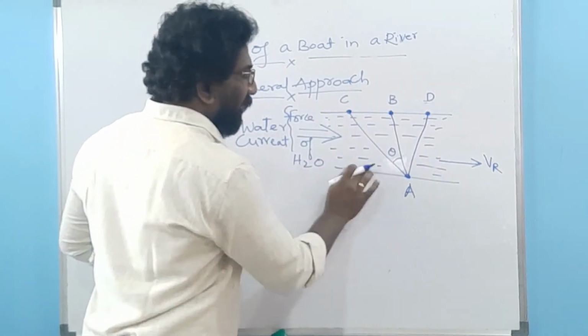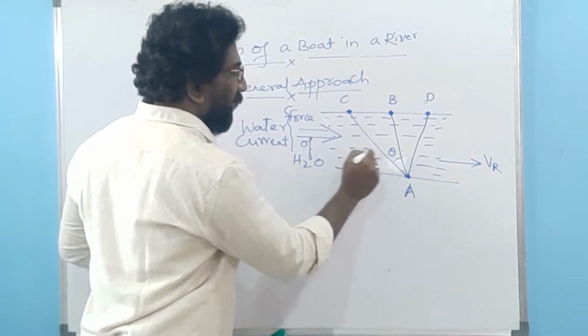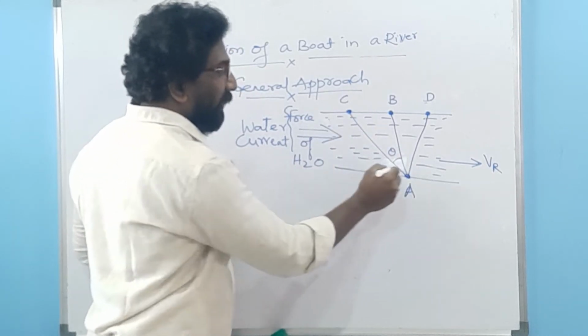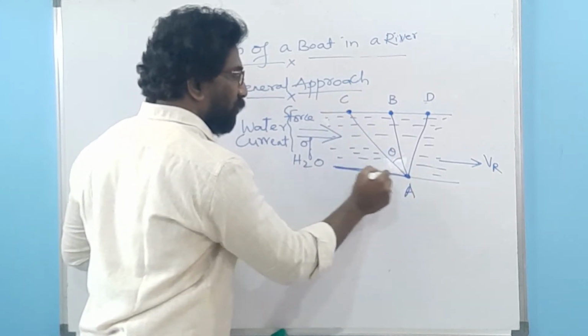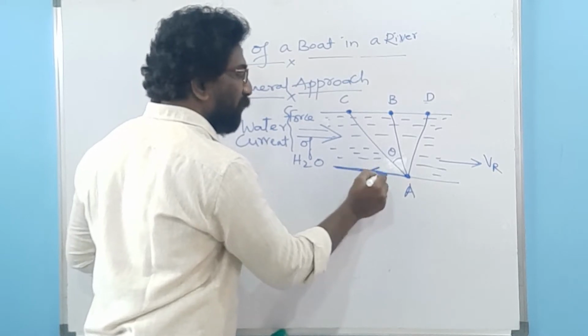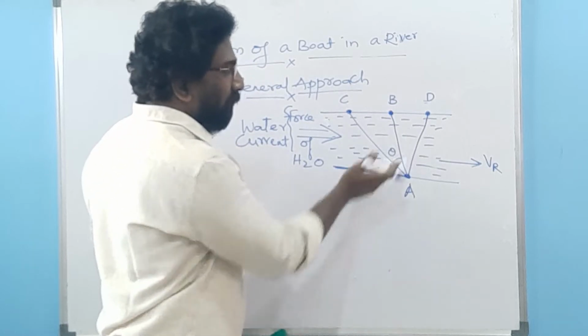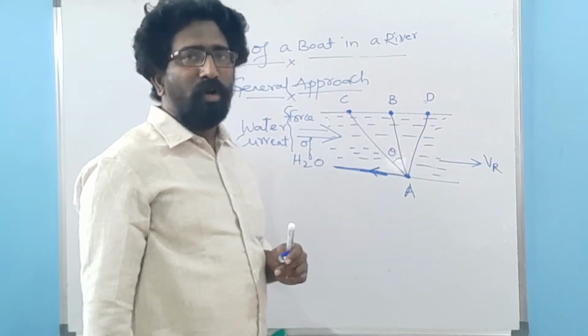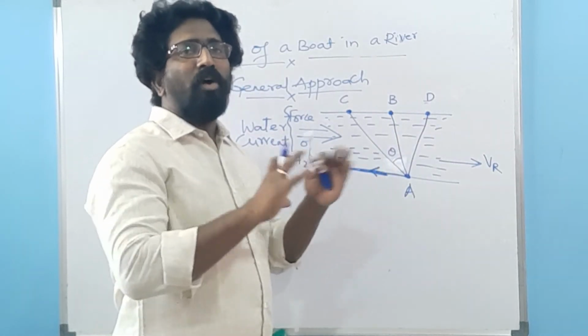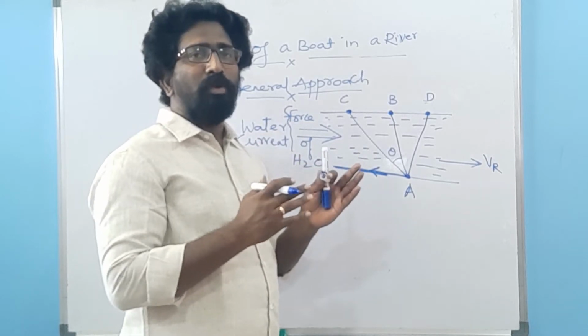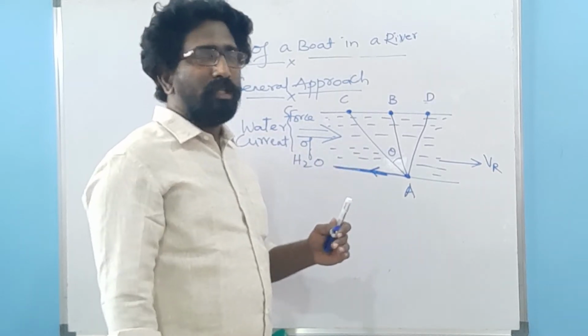So now, if the boat will be reaching in this direction, in this C direction, it has to travel in this direction, also in the x-axis direction, which is exactly anti-parallel to the flow of water. Let here be the component of velocity of the boat which is anti-parallel to the flow of water.